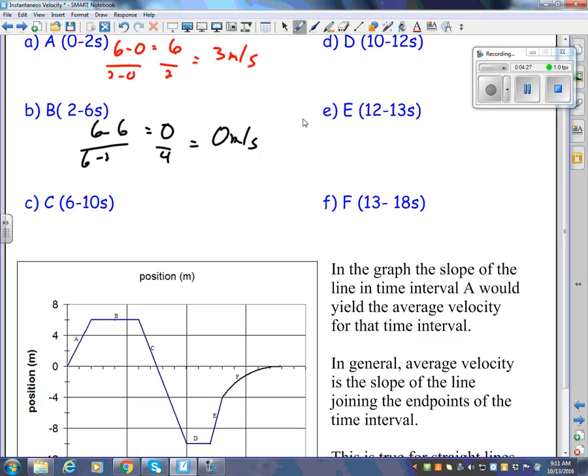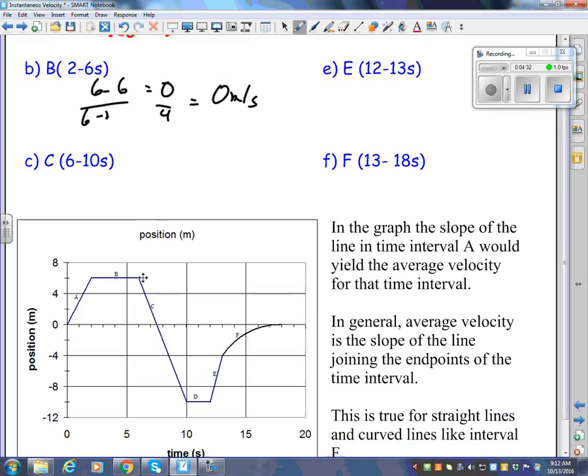C from 6 to 10. Now C is a fair bit longer, isn't it? Right? So let's have a closer look here. The initial position is the same as the final for the last one. It started at 6, so I'm going to subtract 6. And the final is way down here at minus 10. So it's minus 10 minus 6, which is a displacement of minus 16.